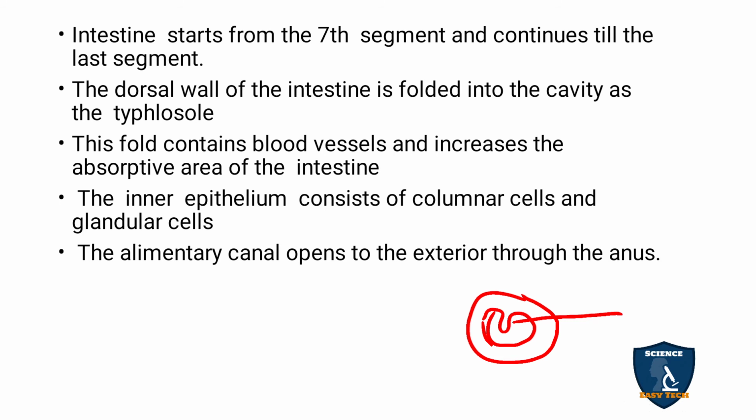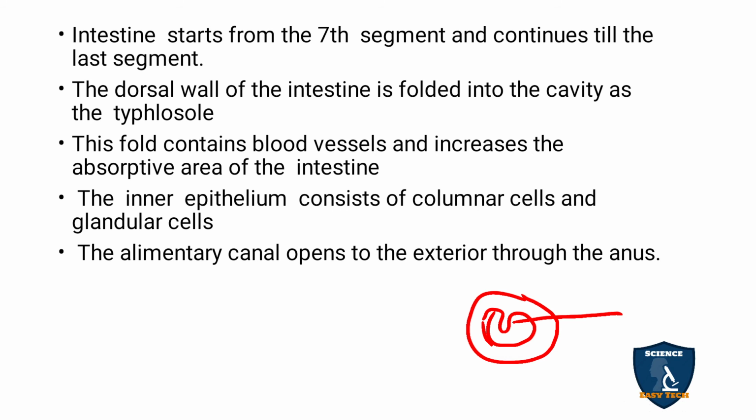This folding contains blood vessels, and it absorbs the nutrients, so that area is called the absorptive area. The inner epithelium consists of columnar cells and glandular cells. The alimentary canal opens to the exterior through the anus.